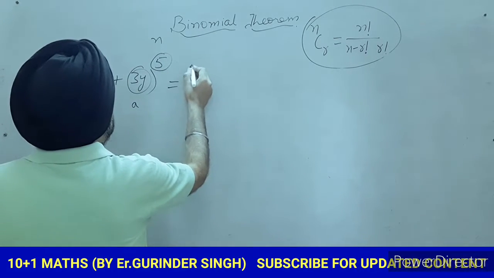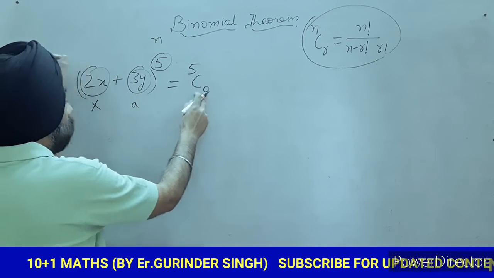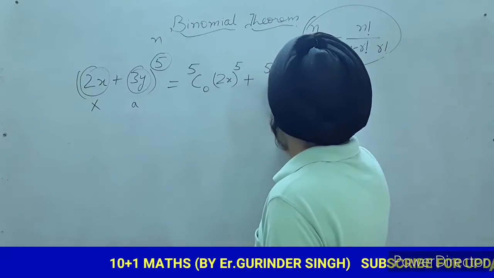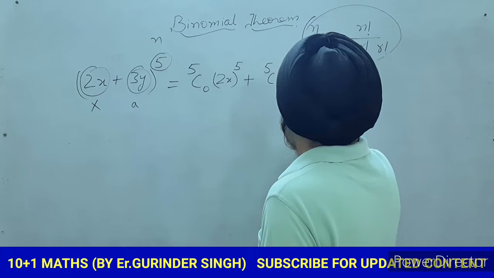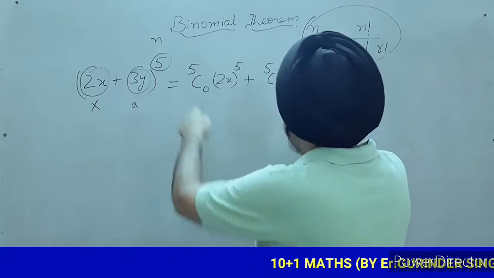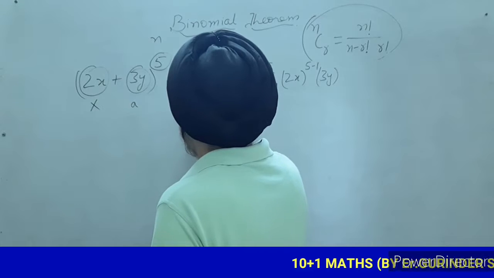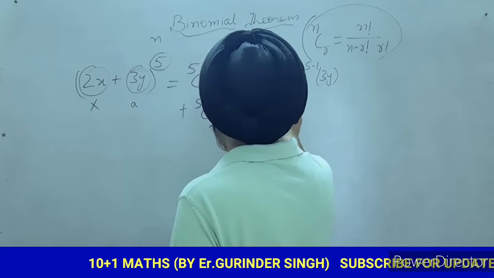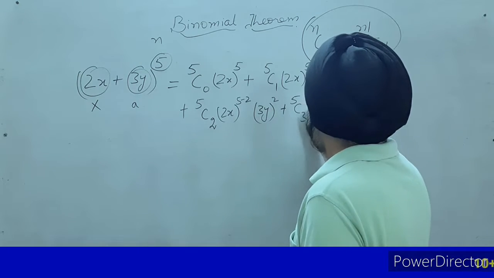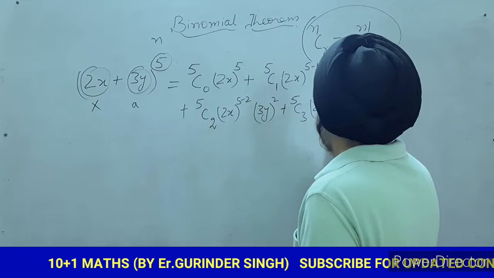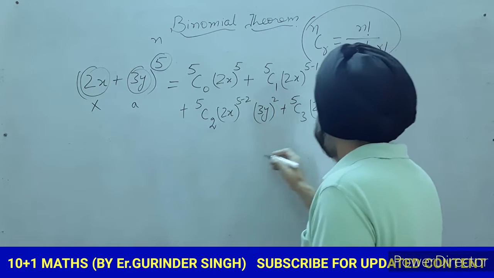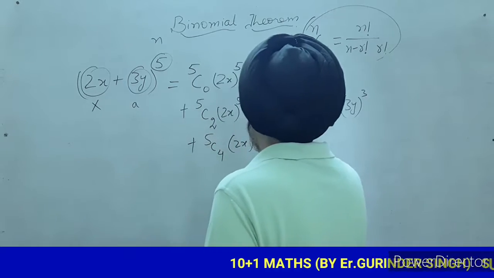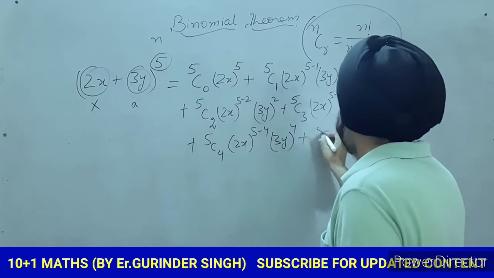Now we can write it as 5C0 (2x) raised to power 5, plus 5C1, which will be (2x) raised to power 5 minus 1 into a, that is 3y, plus 5C2 (2x) to the power 5 minus 2 into (3y) square, plus 5C3 (2x) to the power 5 minus 3 into (3y) cube, plus 5C4 (2x) to the power 5 minus 4 into (3y) raised to power 4, and the last term is 5C5.